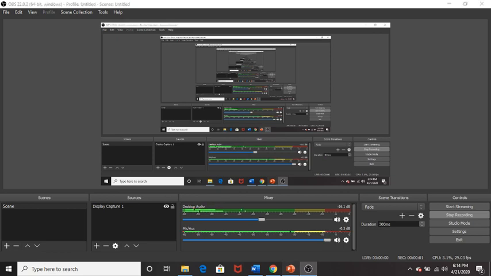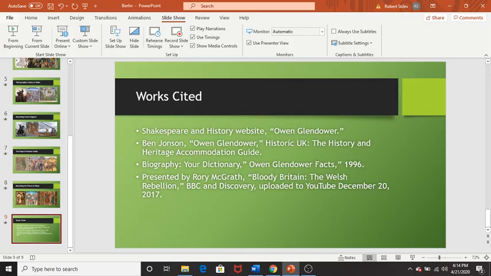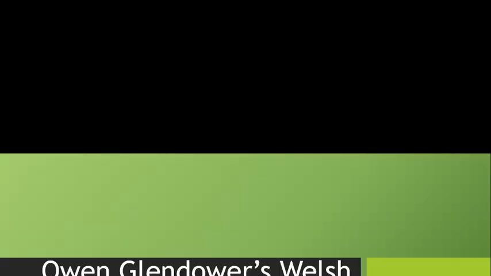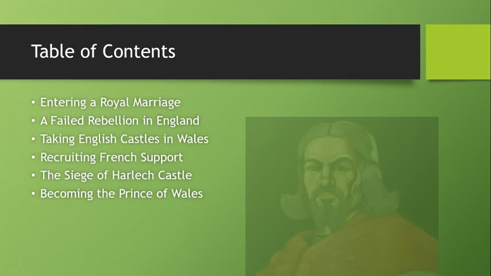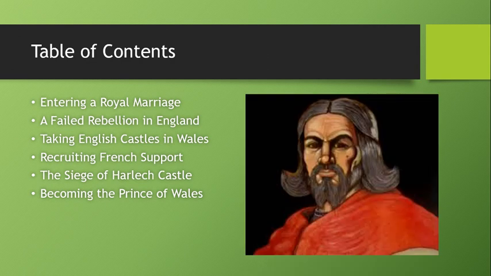Welcome to the newest episode in a Legendarium series about Owen Glendower's Welsh Rebellion. In part 1, we talked about how Glendower started the uprising against English rule in Wales and won his first great victory. In part 2, we will talk about how he used royal marriages and foreign alliances to drive the English from his home country completely.